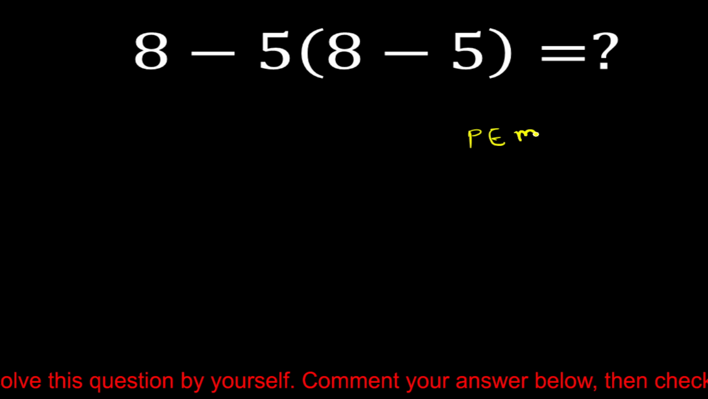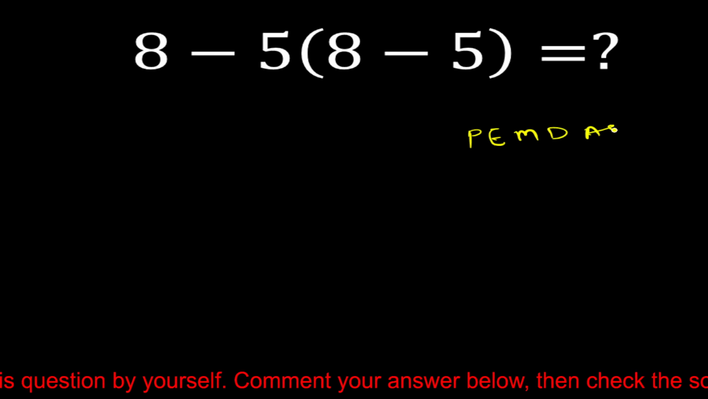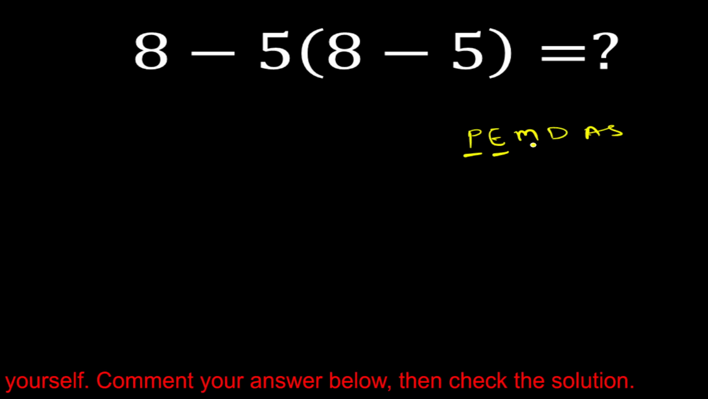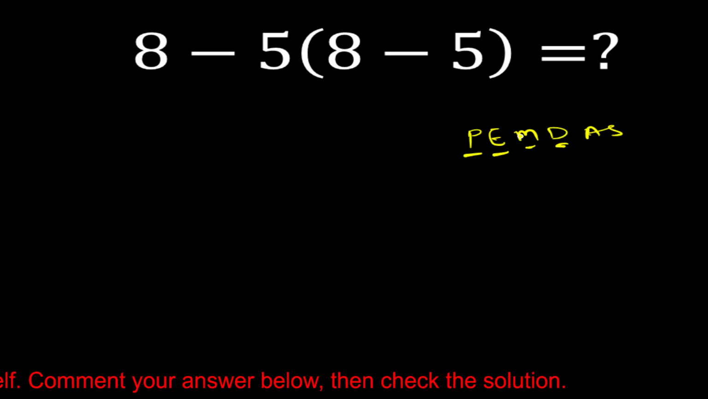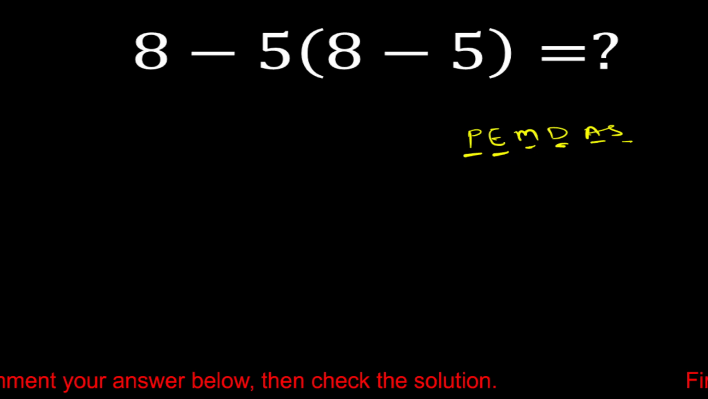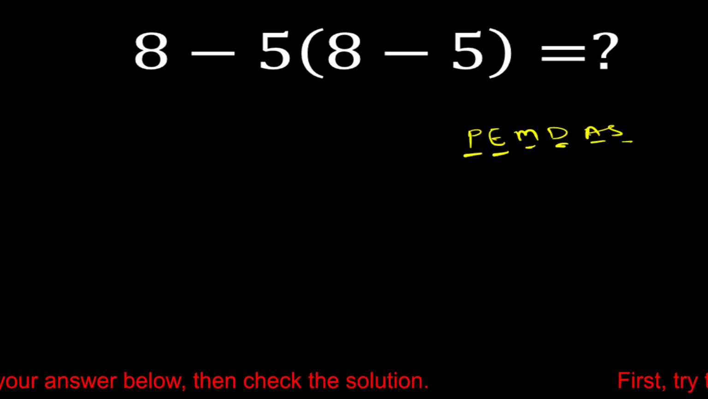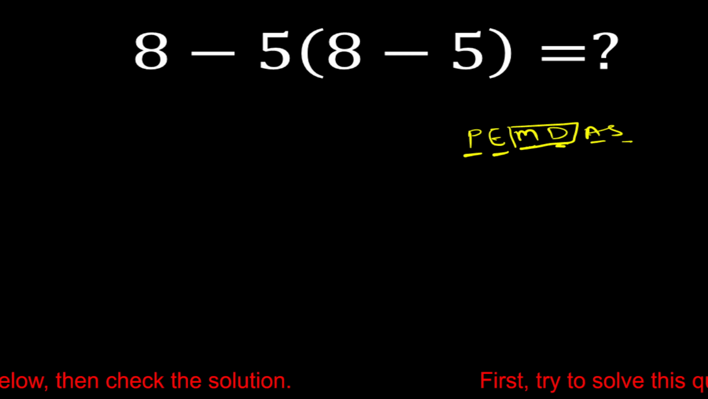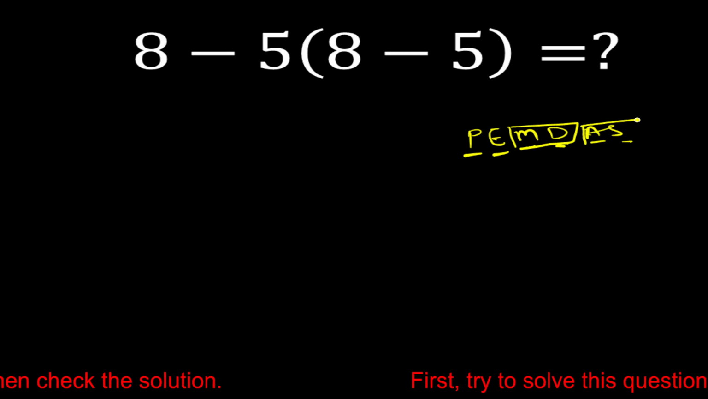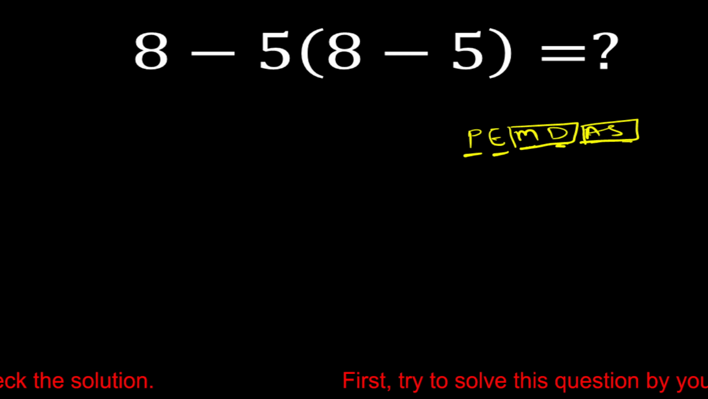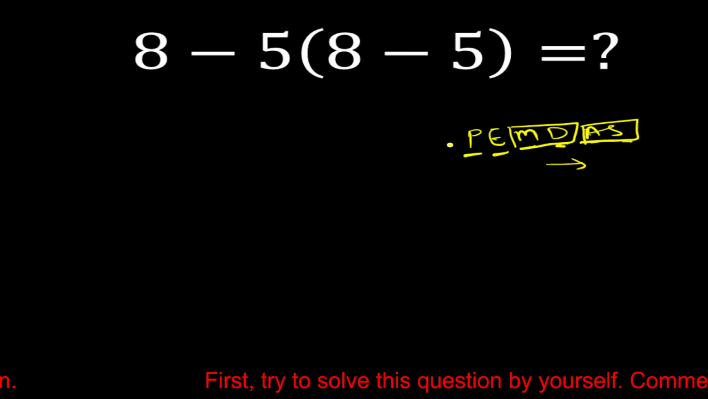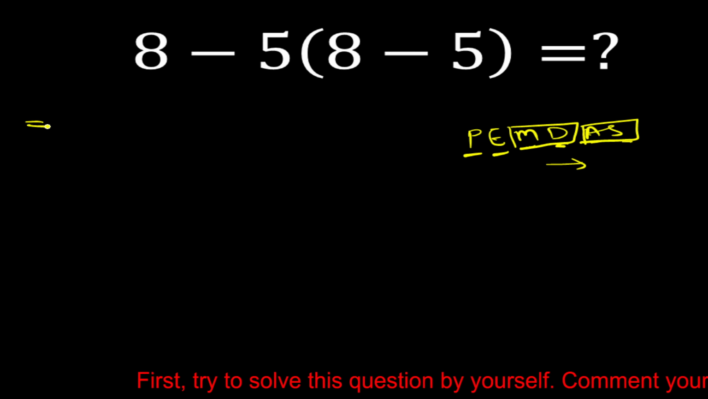PEMDAS. P means parenthesis, E means exponent, M means multiplication, D means division, A means addition, and S means subtraction. But here multiplication and division both have equal priority, and also addition and subtraction both have equal priority. Therefore, we have to solve it from left to right. Okay. Now let's solve according to the rule.